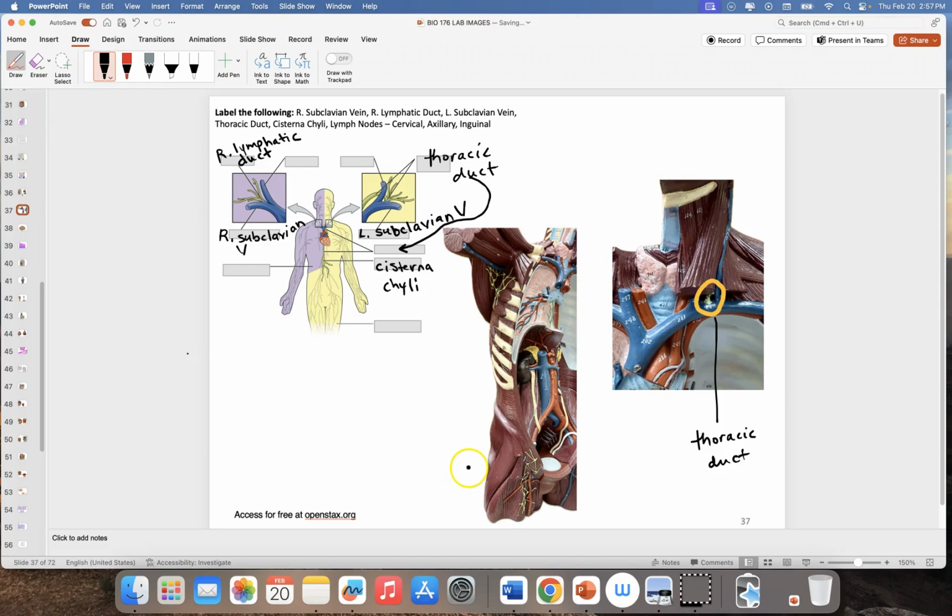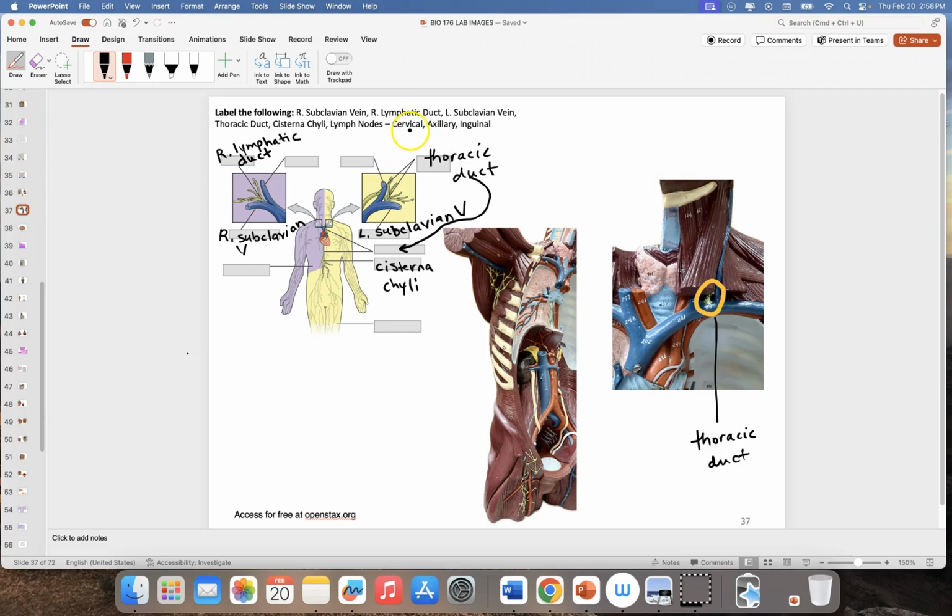We also want to be able to identify lymph nodes. We have lymph nodes throughout the body, but there are certain areas where they are more concentrated. In the neck area, those are cervical lymph nodes. In the armpit area, those are axillary. And then in the groin area, those would be inguinal.